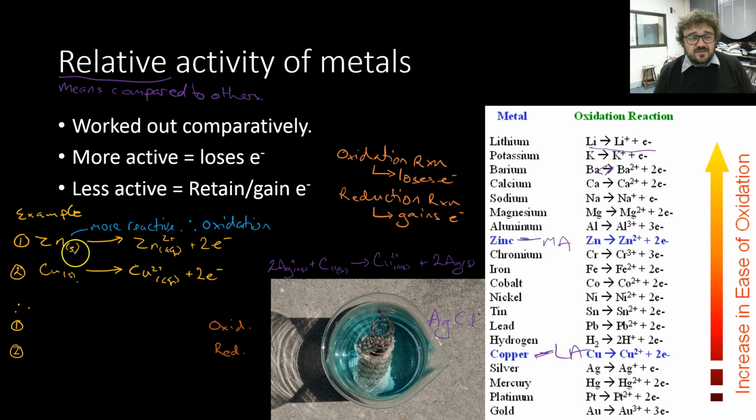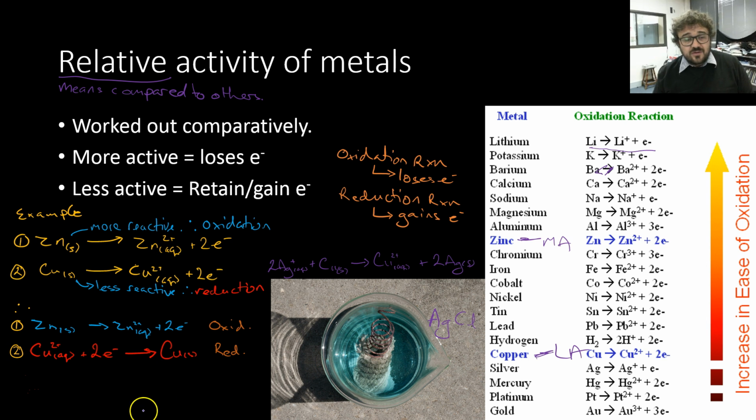Zinc will oxidize. So this will happen just fine. Whereas copper is less reactive, so less active, so it will reduce. It will go through reduction. Which means we can draw the zinc down here like this. It's oxidized, so it's a half ionic equation. Then we draw the reduction reaction, which is copper. So yeah, we flipped it around. So copper plus electrons goes to elemental copper.